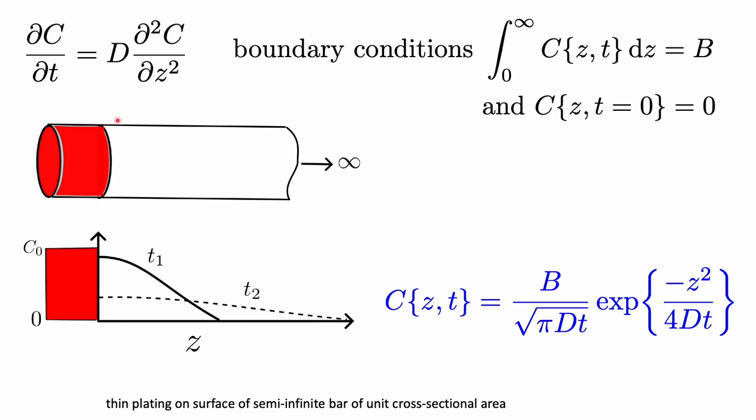Now, in this diagram, I've exaggerated the thickness of the red plating. It's actually a thin layer. But supposing I wanted to connect a long red bar to a long white bar, then the scenario would be somewhat different, although still represented by Fick's second law of diffusion.